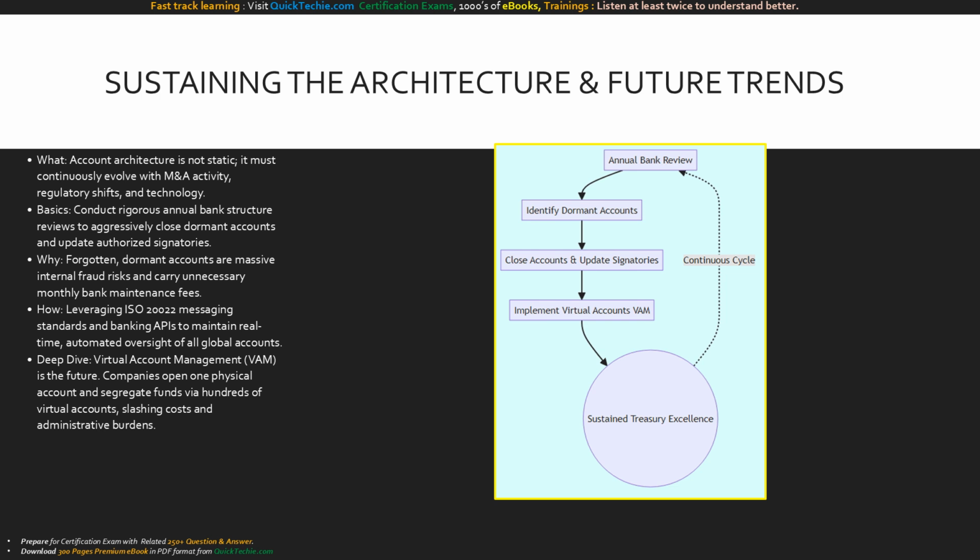Deep diving into the future, the global trend is moving toward virtual account management, or VAM. Instead of opening 100 physical bank accounts, you open one single physical account and create 100 virtual sub-accounts underneath it. It slashes bank fees and administrative burdens entirely. Master this, and your treasury will lead the enterprise.